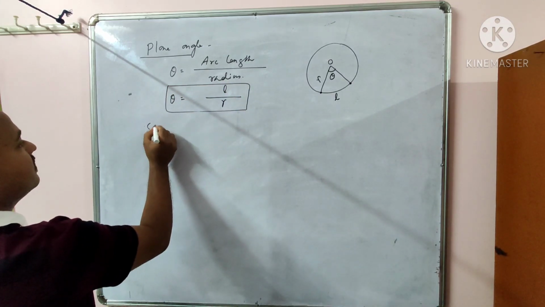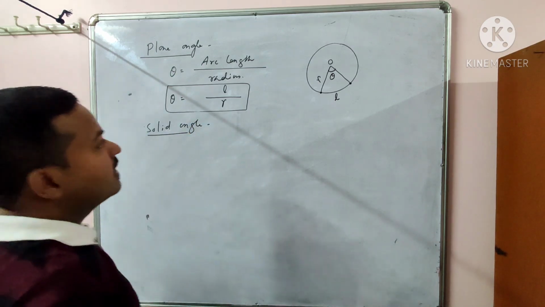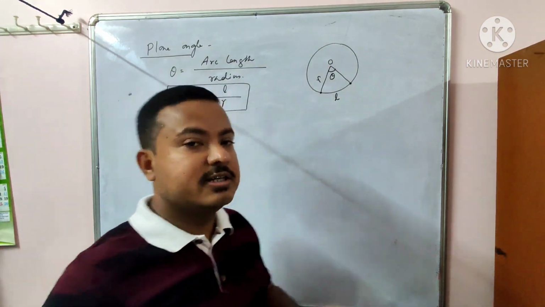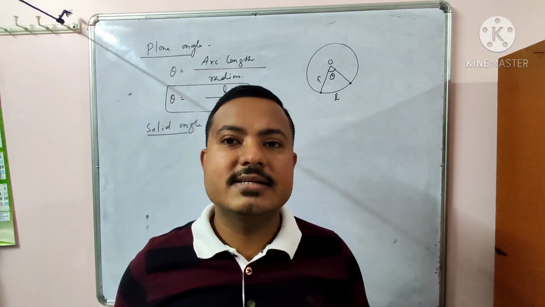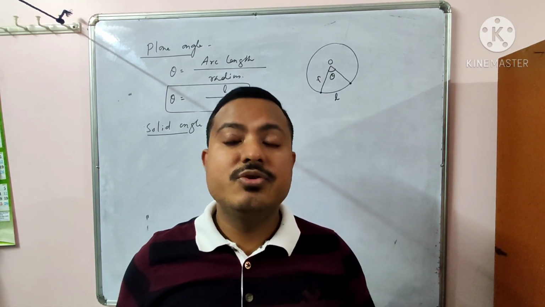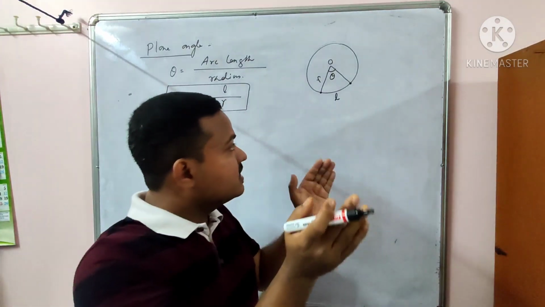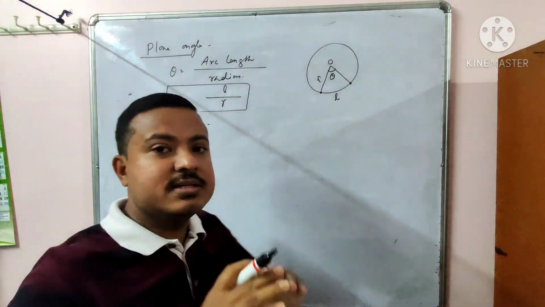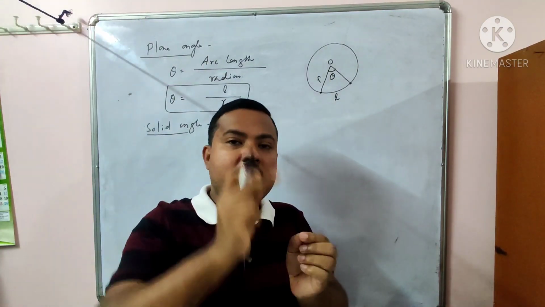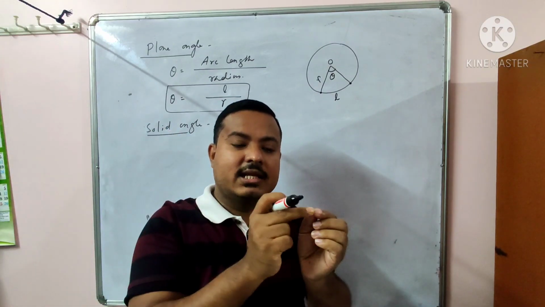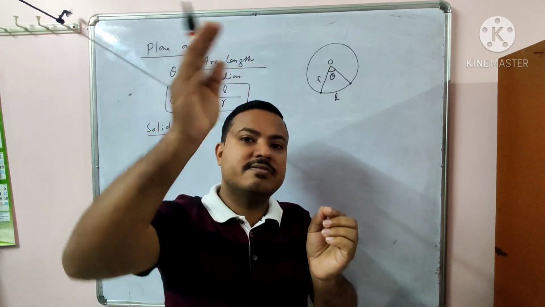Then solid angle. Now solid angle means what? Here just consider a sphere, the three-dimensional case. If we consider a part of the sphere, just imagine a globe. The globe is an example of a sphere. Then a part of the globe that makes an angle at the center, that angle is called a solid angle. Now a part of the globe means that it covers some surface area.